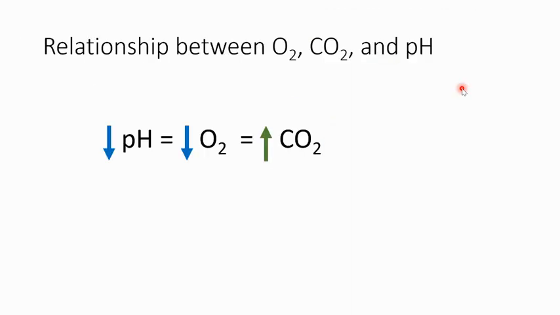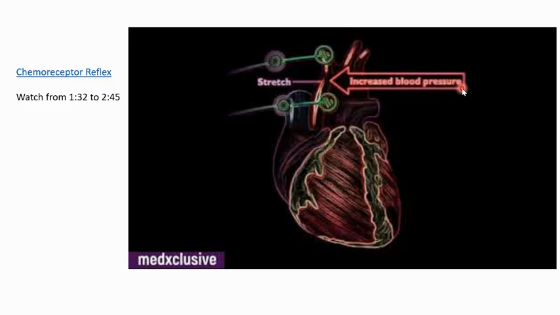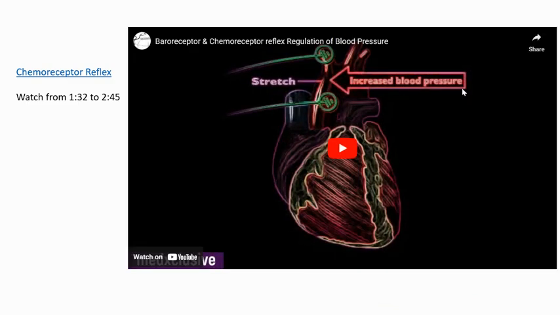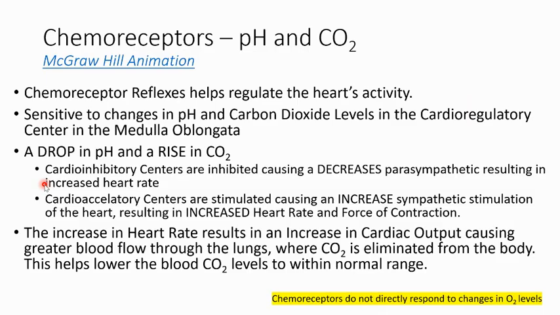Like I've said before, you need to know the relationship between carbon dioxide, oxygen, and pH. Good little chemoreceptor reflex video. You're going to watch from about 1:32 to 2:45 on this one. A really good little video, so I encourage you guys to take a look and watch that. So, the McGraw-Hill animation, I'm just going to go ahead and tell y'all this animation is not going to work, so don't even bother clicking it.